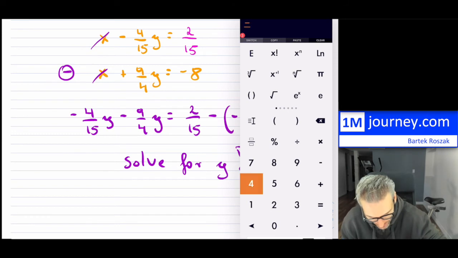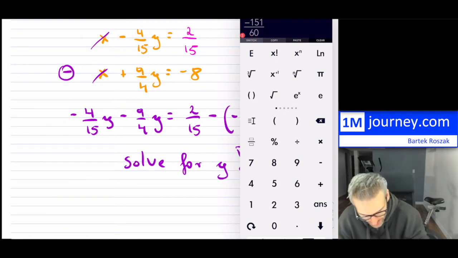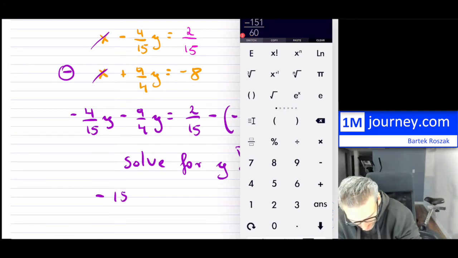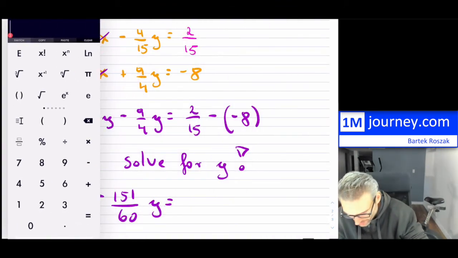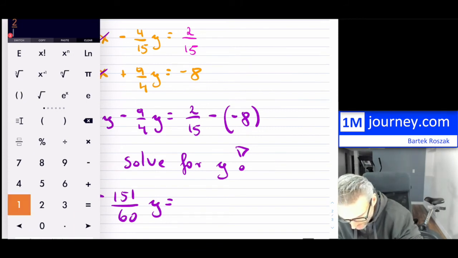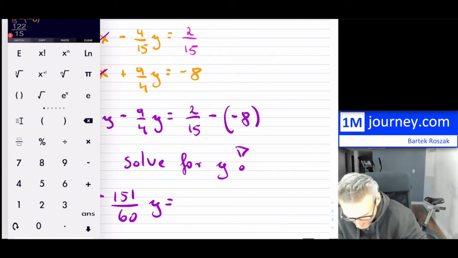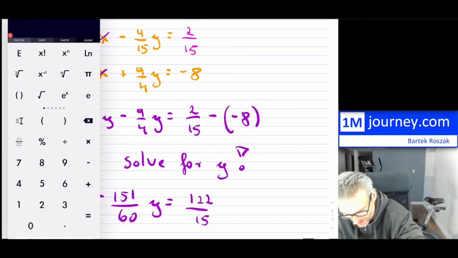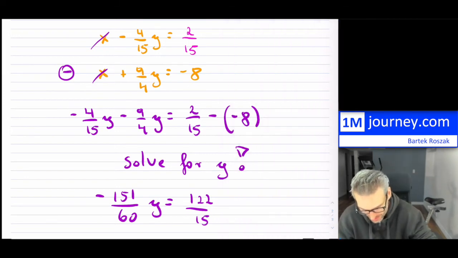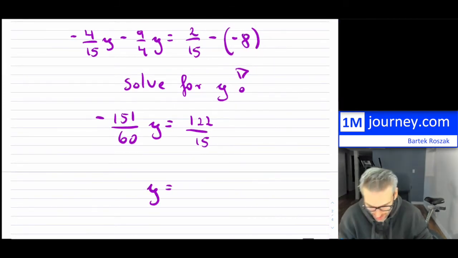So I have negative 4 over 15, minus 9 over 4 equals, so notice that's an ugly number, 151 over 60, y equals, and then my other one, so I have 2 over 15 minus, in brackets, negative 8. So notice that's 122 over 15. All right. So now I can solve for y. So now y is equal to this.